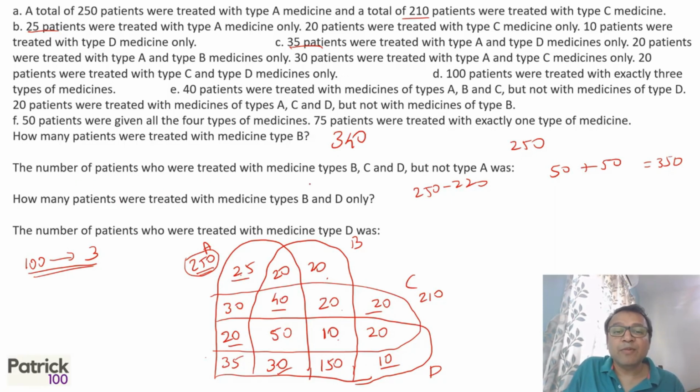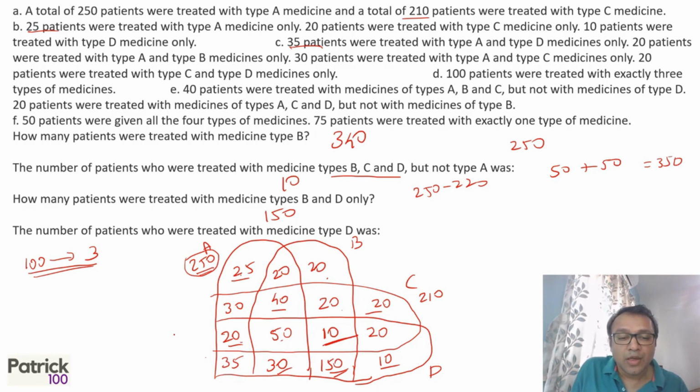The number of patients treated with medicine B, C, D but not A was 10. Right? B, C, D not A is 10. How many patients were treated with medicine type B and D only? So we look at B and D only, which is 150. And the number of patients who were treated with medicine type D is the whole list of D; add it up. So 20 plus 50 plus 10 plus 20 is 100. 150 plus 10 is 160, plus 30 is 190, 190 plus 35 will give you 225. So if you add it up, it comes to 325. That will be the value for the D option.